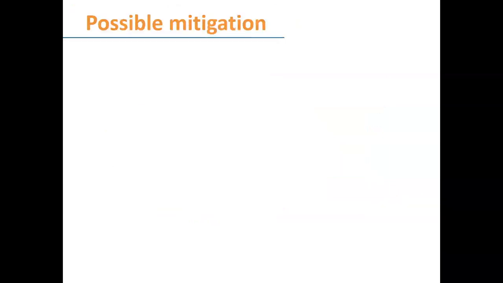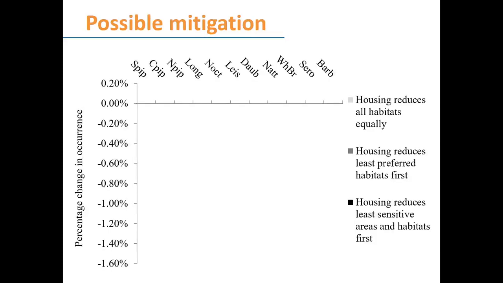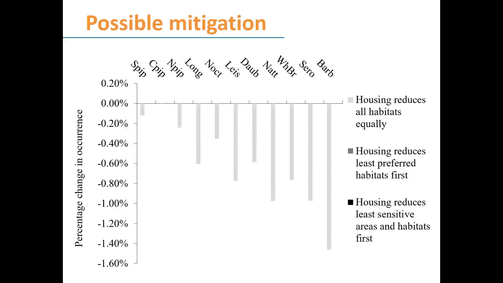So if we go on to look at the results from this, we've got the bat species here along the top, and the percentage change in occurrence is down the side. So firstly, we look at the effect of the planned housing with no mitigation at all. And you can see it has a negative effect on the majority, well, all of the species really, but the effect for some of them, like common pipistrelle, is so small you can't really see it.